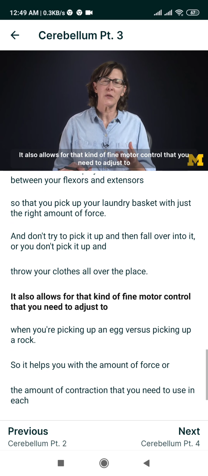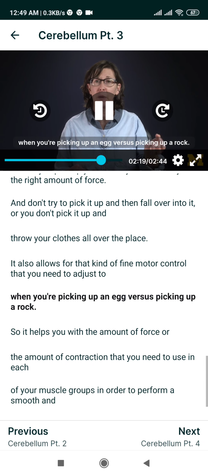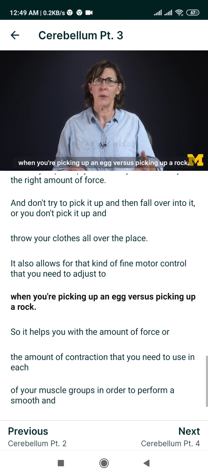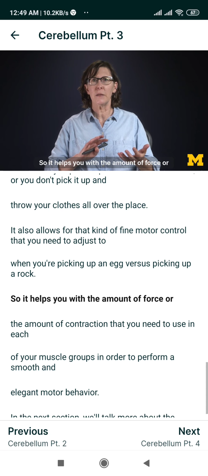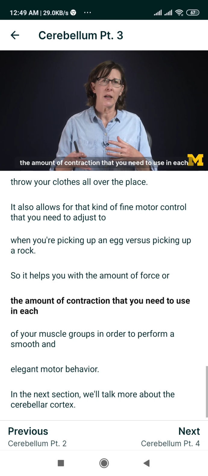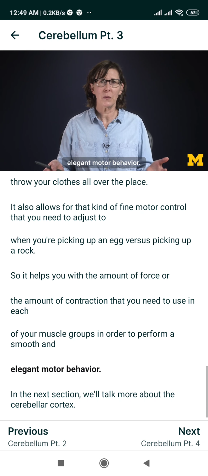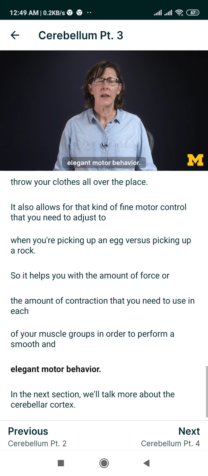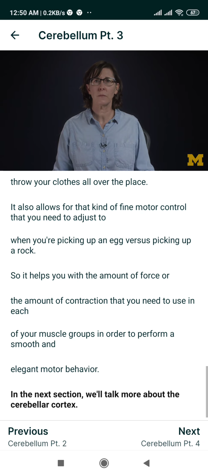It also allows for that kind of fine motor control that you need to adjust to when you're picking up an egg versus picking up a rock. So it helps you with the amount of force or the amount of contraction that you need to use in each of your muscle groups in order to perform a smooth and elegant motor behavior. In the next section, we'll talk more about the cerebellar cortex.